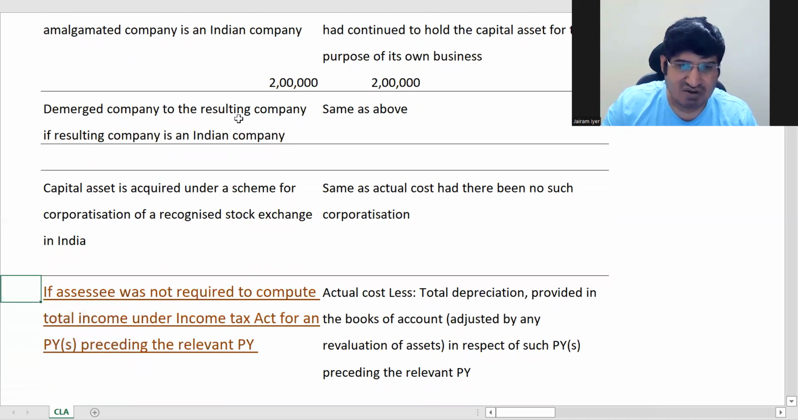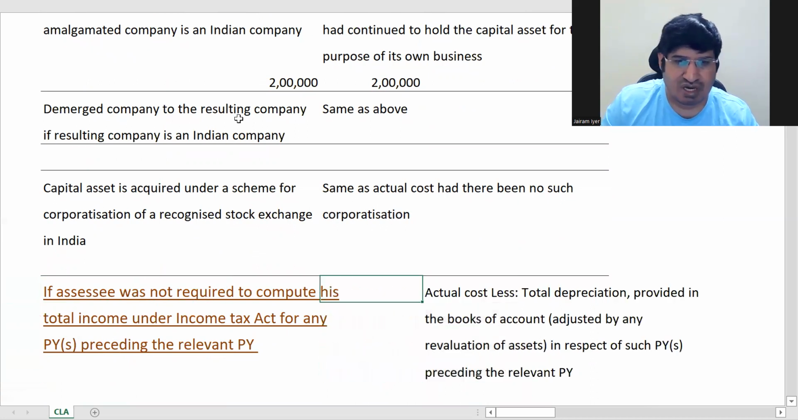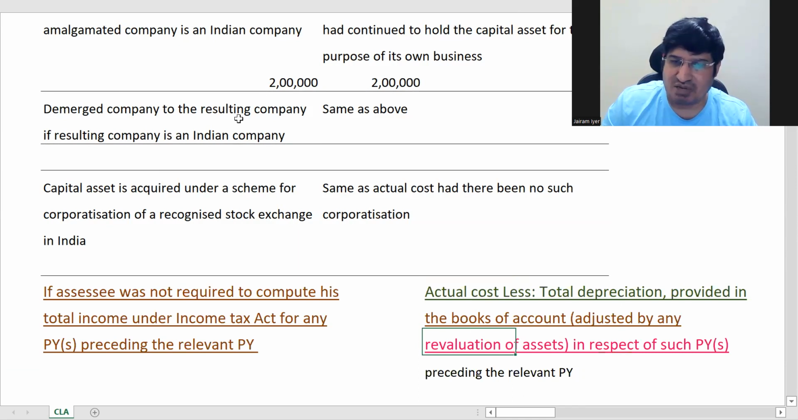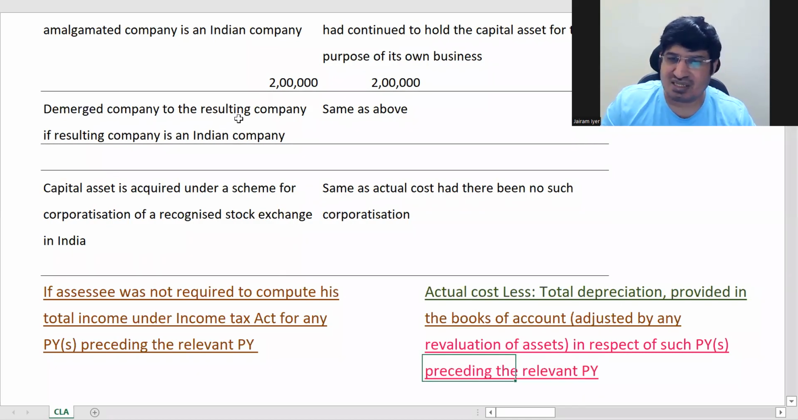If the assessee was not required to compute total income under the Income Tax Act for any previous year preceding the relevant previous year, then what do we have to do? Actual cost less depreciation provided in the books of accounts, adjusted by revaluation, in respect of any previous year preceding the relevant previous year. So you have to take total depreciation provided in the books of accounts.